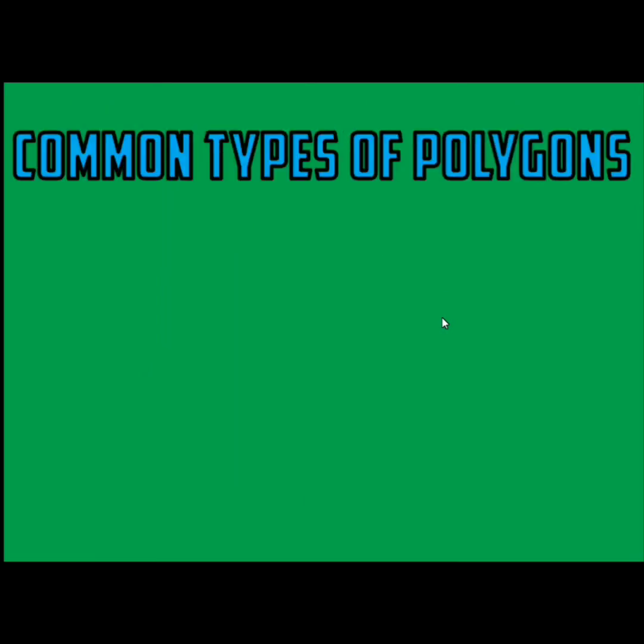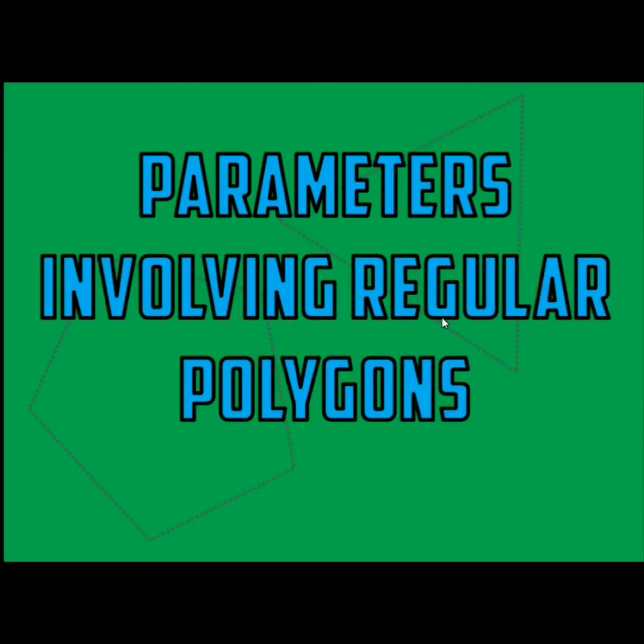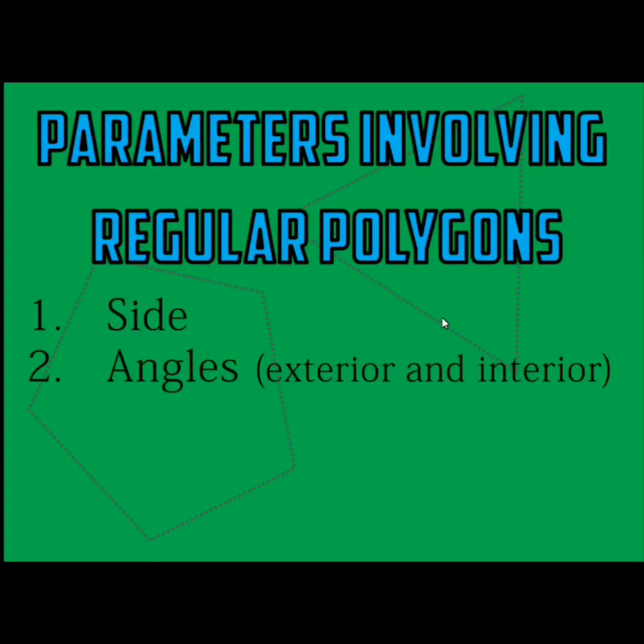I know all of us are familiar with common types of polygons. We have triangle, quadrilateral, pentagon, hexagon, heptagon, octagon, nonagon, and decagon. Now, let us talk about the parameters involving regular polygons: the side, angles which are exterior and interior, perimeter, and area. Let us discuss this one at a time.